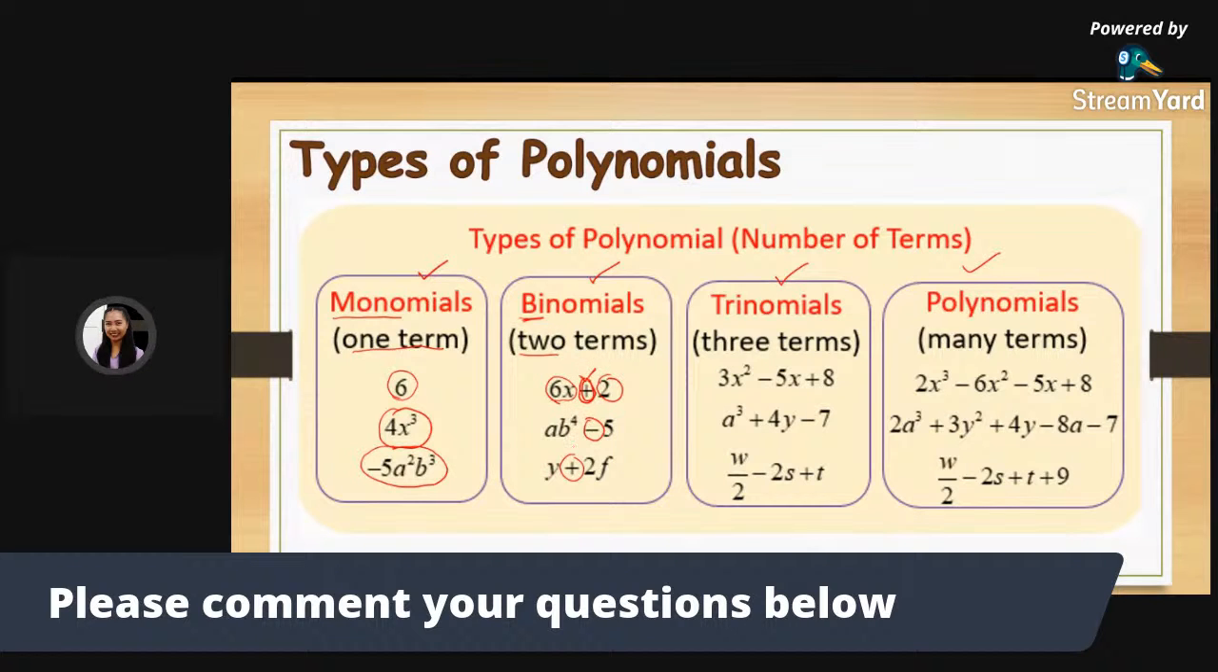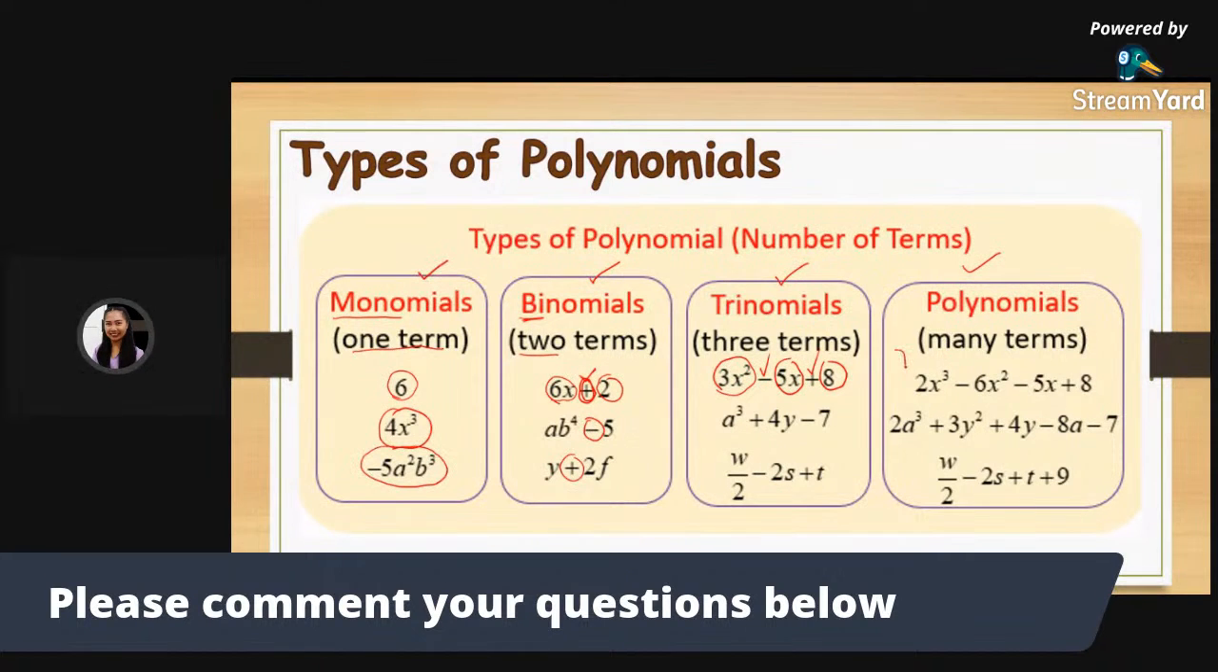That's why we call them binomials. Next is trinomials. For trinomials, we have 1, 2, 3 terms, separated by our operators. So these are examples of trinomials as you can see there.